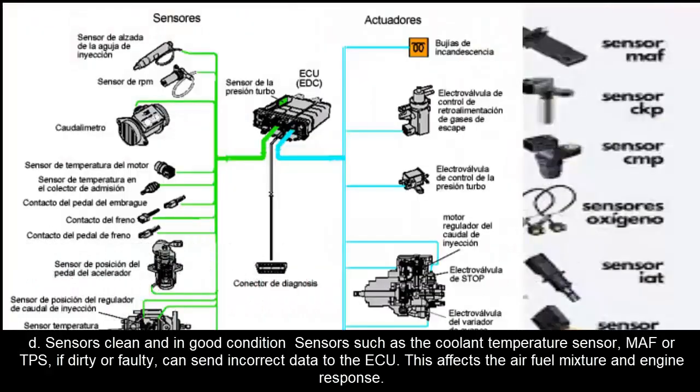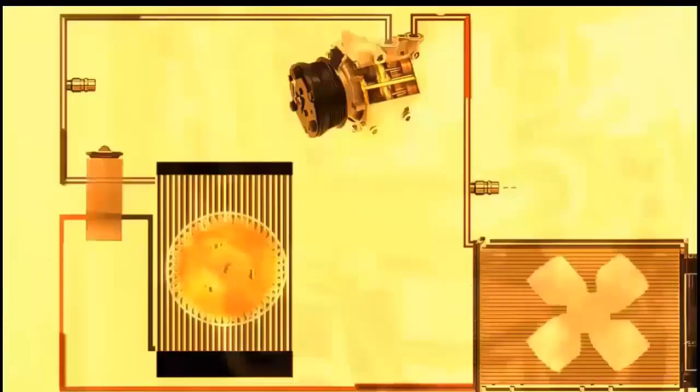D. Sensors clean and in good condition. Sensors such as the coolant temperature sensor, MAF or TPS, if dirty or faulty, can send incorrect data to the ECU. This affects the air-fuel mixture and engine response.